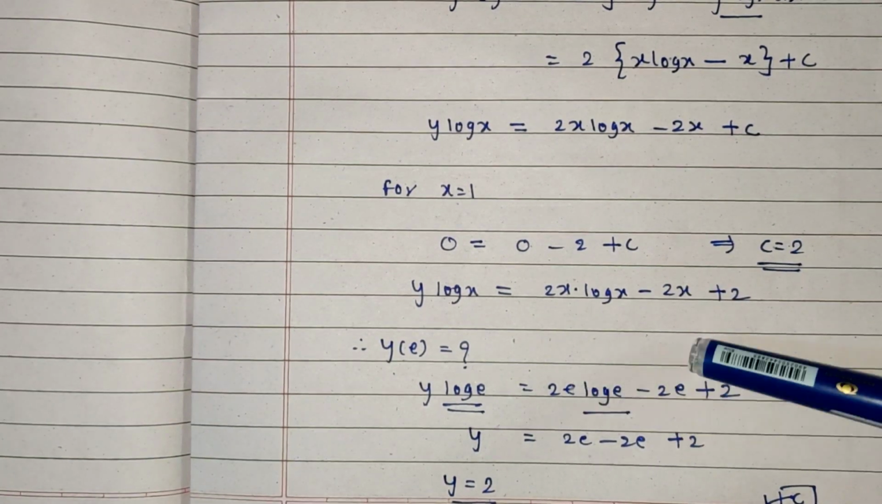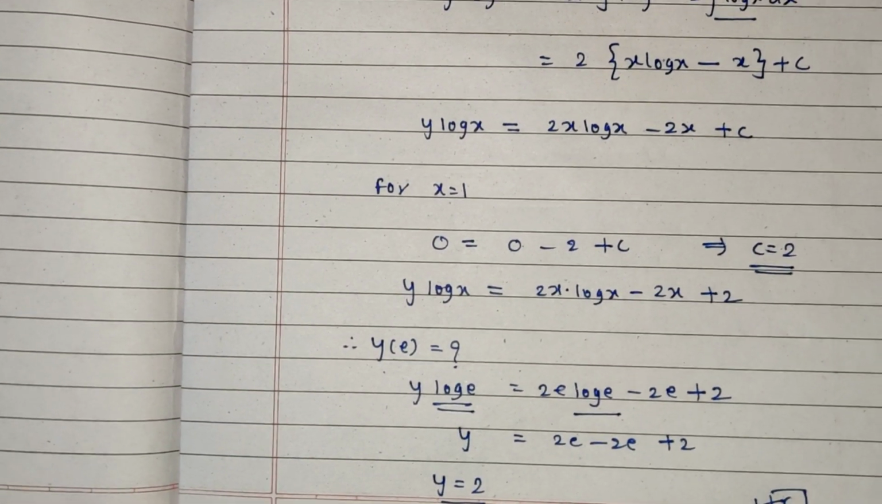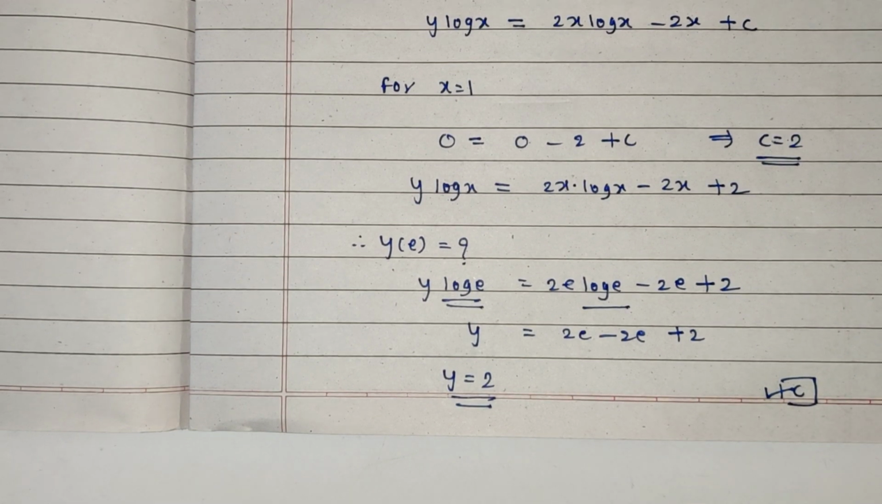So this 2e is getting cancelled, and it is c. So y is equal to c. y is equal to 2 is the answer. That is, C option is the correct option.